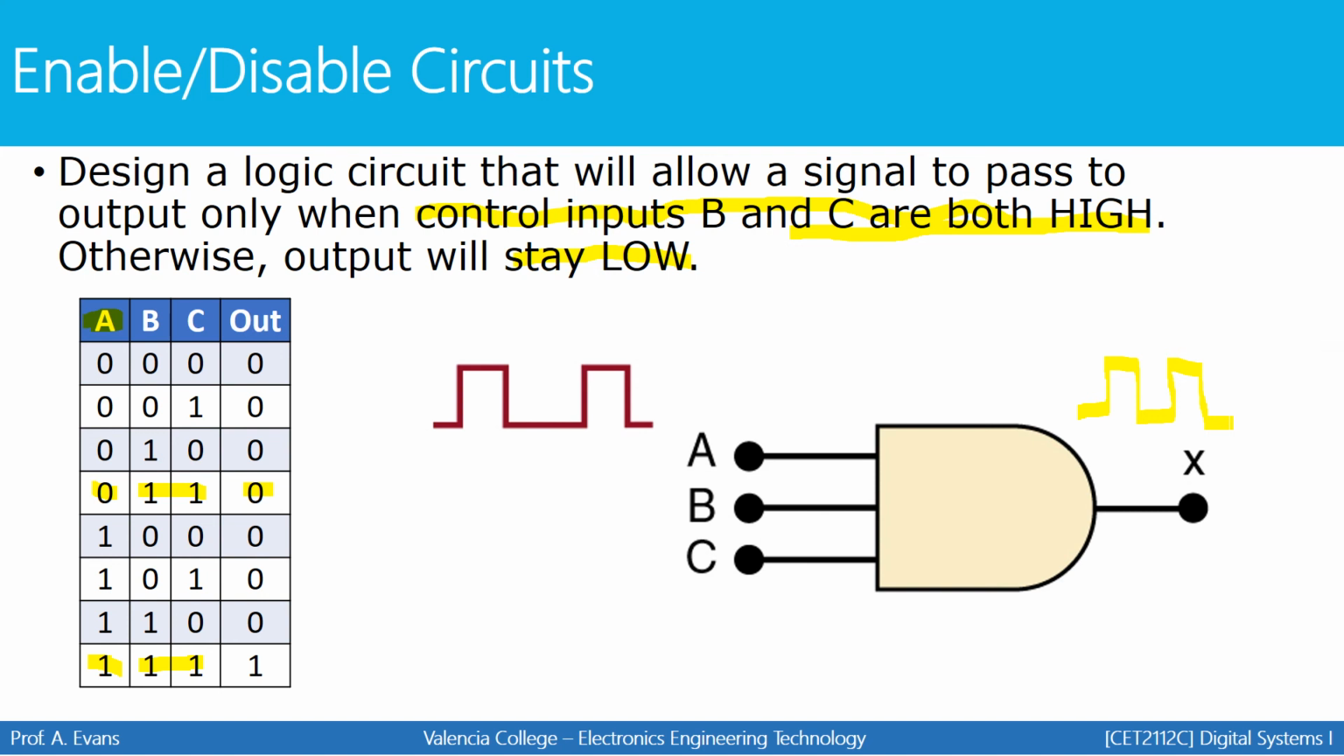This is how we design an enable circuit or a disable circuit, by following the conditions provided in the directions and noticing that whenever the conditions are met, whatever is in A at that point in time is what goes to the output. Let's do another example.